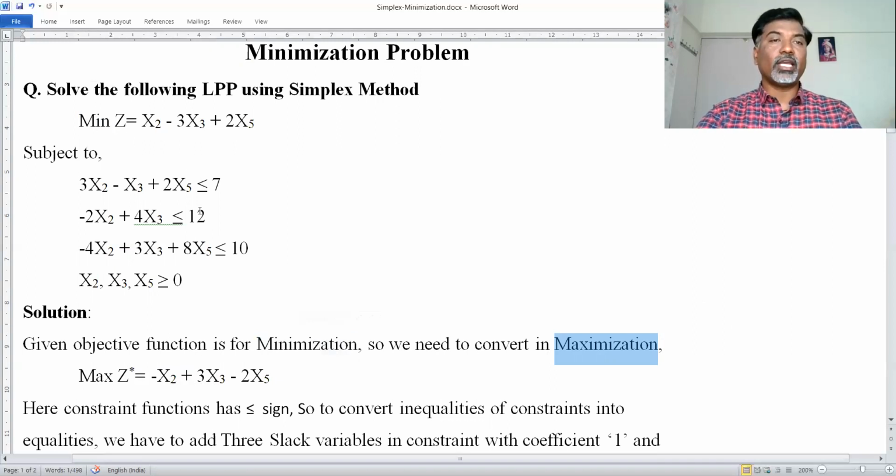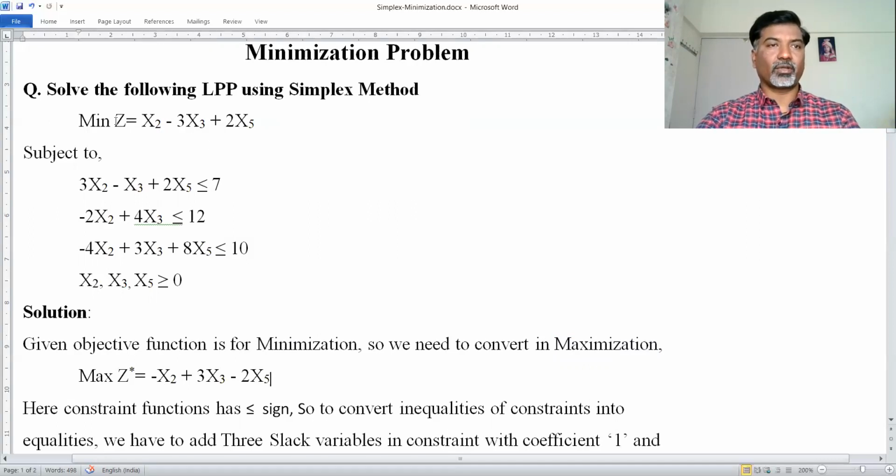Minus of min z means we have to change the signs of the objective function's basic variables and constants. In this case, I am converting the min function into a max function. So max z* = -x2, and -3x3 is converted into +3x3, and +2x5 is converted into -2x5. To convert a minimization function into a maximization function, you have to reassign the signs of all the coefficients.